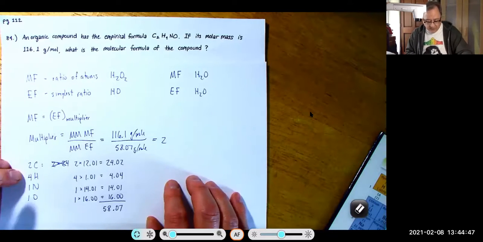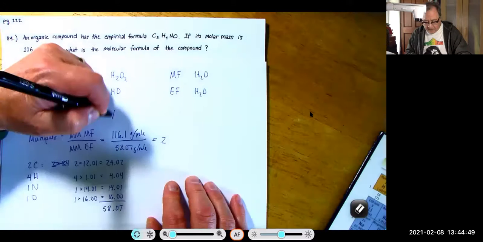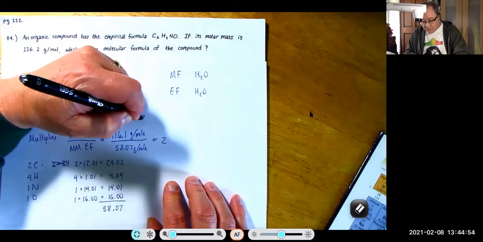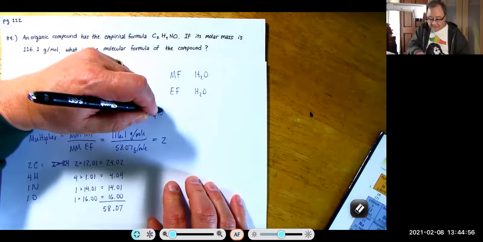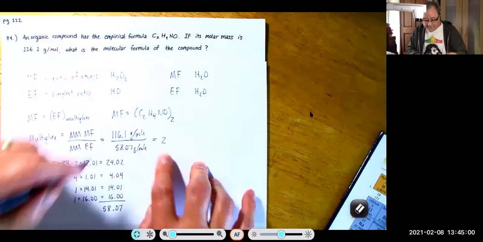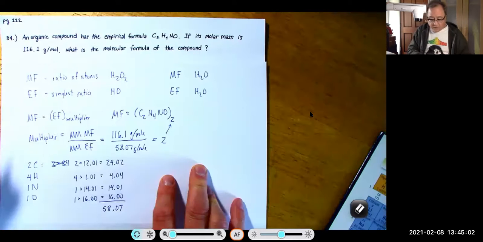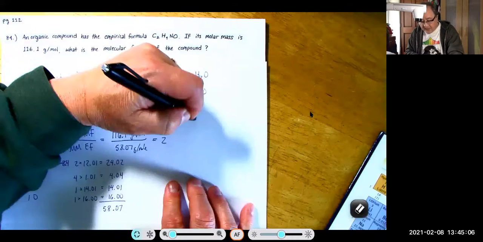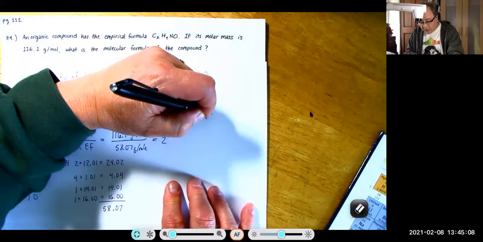Okay, so here we're going to say the molecular formula is going to be C2H4NO. And remember, that's given above. And then we're going to put a 2 here. That's the multiplier. And so the molecular formula is C4H8N2O2.